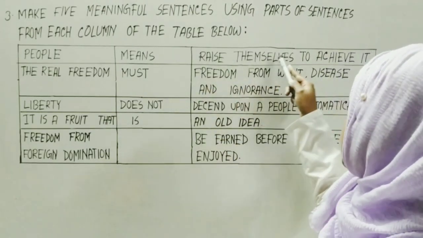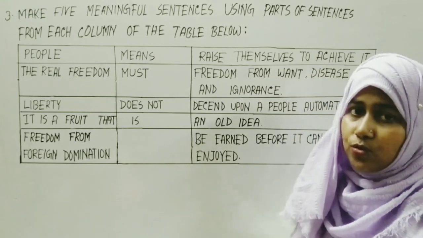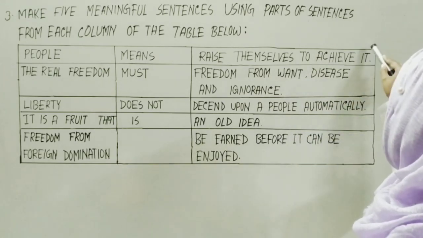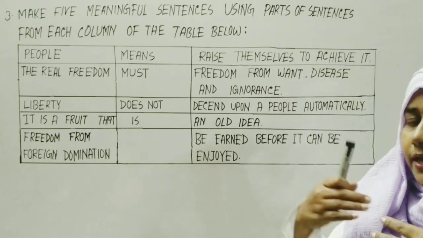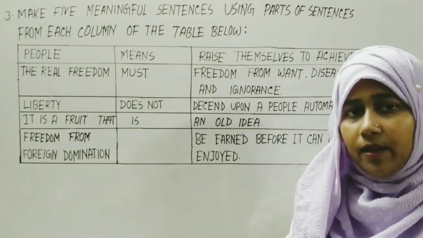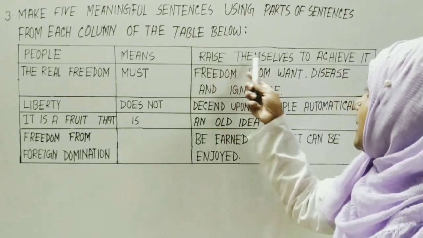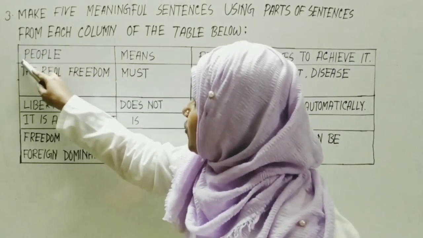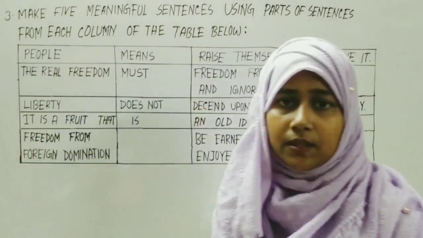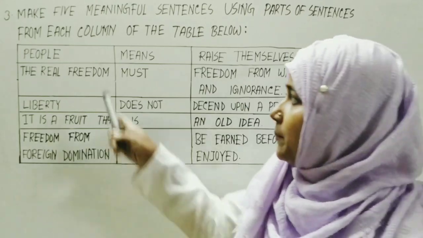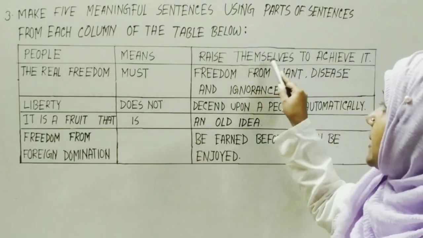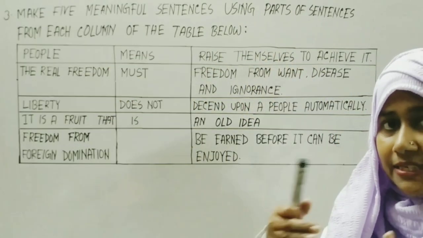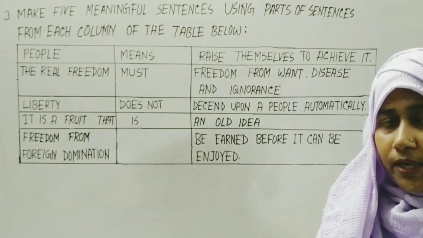Here, rise themselves to achieve it. What? Here is it. That means maybe it may be freedom or it may be liberty. And themselves. So here plural form. So here is a touch of plural form, that is people. So you can match with people by this. Clear? This is how you can match.